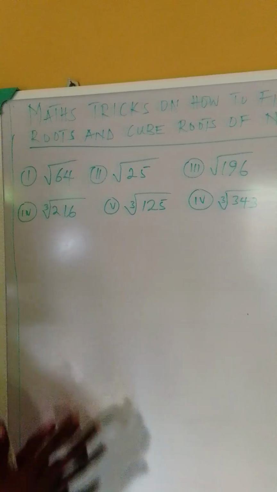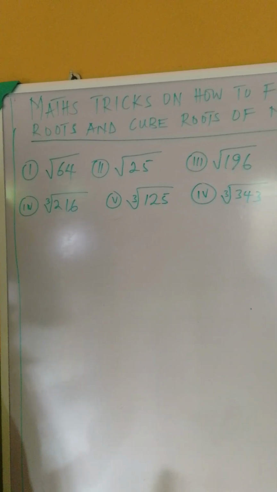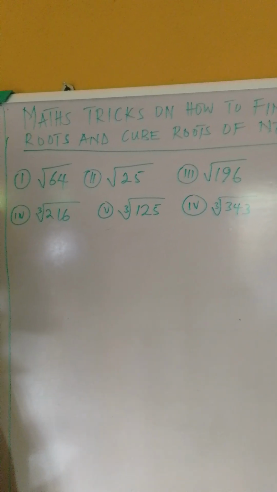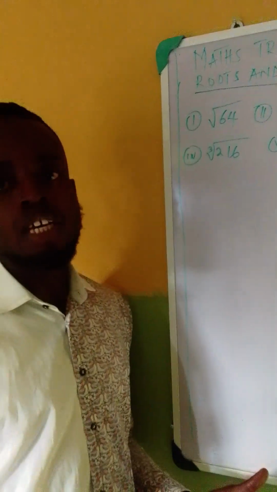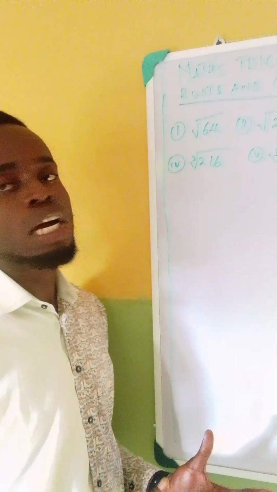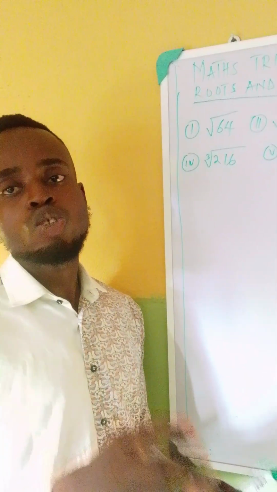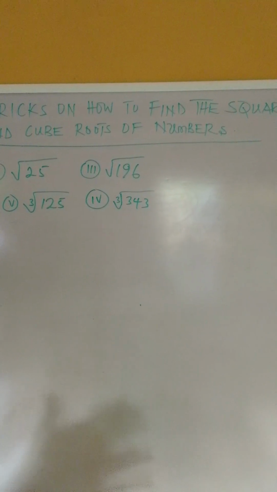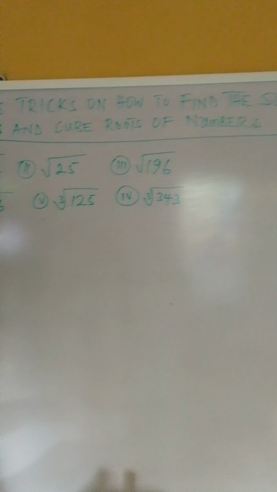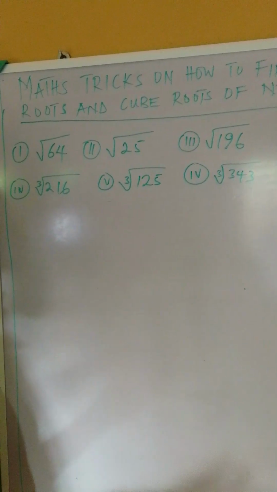Alright, now when given such a problem, I know that you go about applying the normal method, which is the prime factorization method, using prime numbers to divide. It's okay if you do that, but I brought to you the shortest way to find the square root and cube root of numbers. But before I show you that, I like to use the normal method that you know, which is the prime factorization.